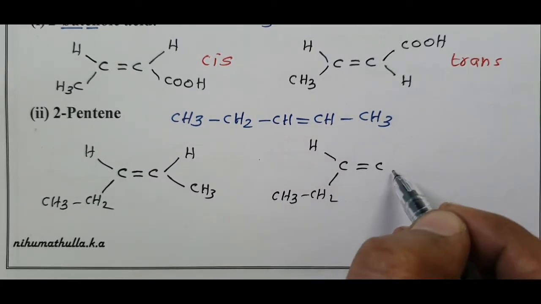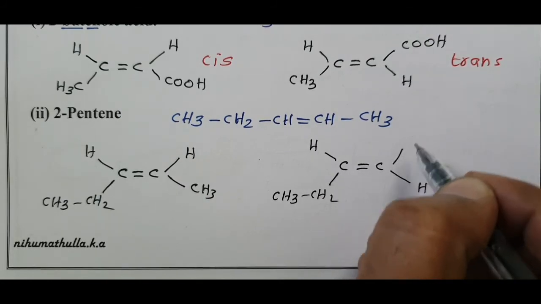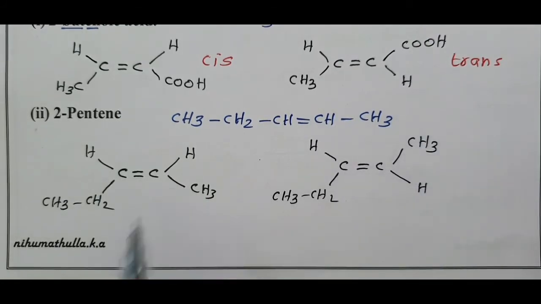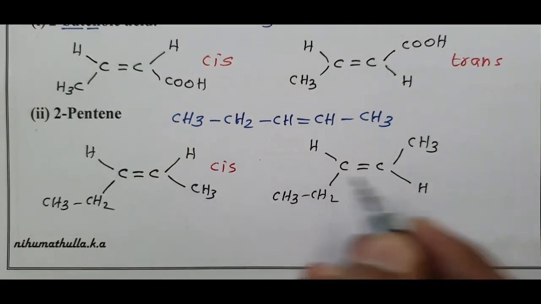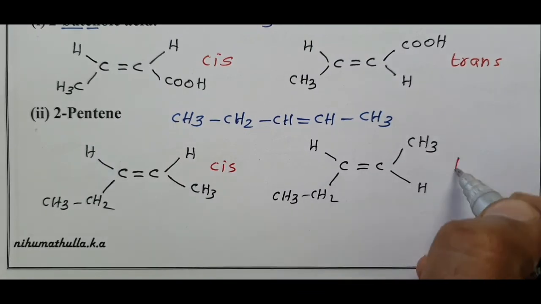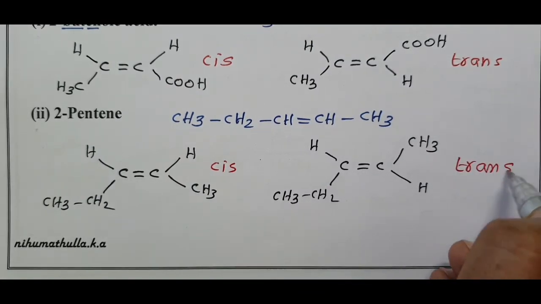If you write the hydrogen on the opposite carbon atom, now we can say in the first compound, 2-butene, similar groups are on the same side, it is called cis. Similar groups on the opposite side, it is called trans isomer.